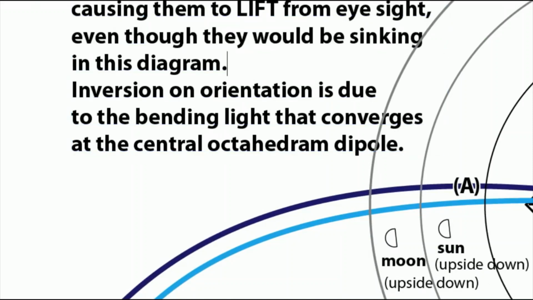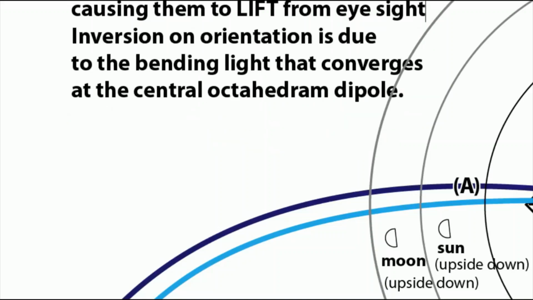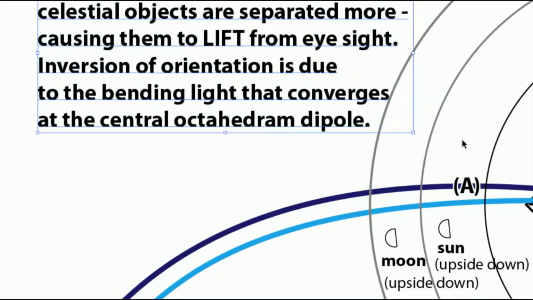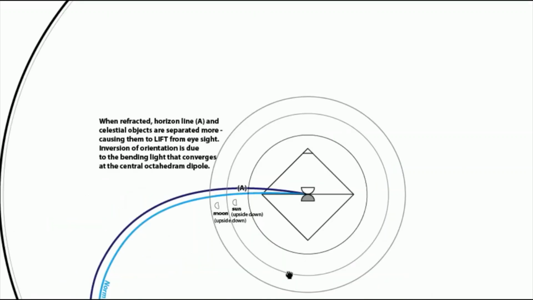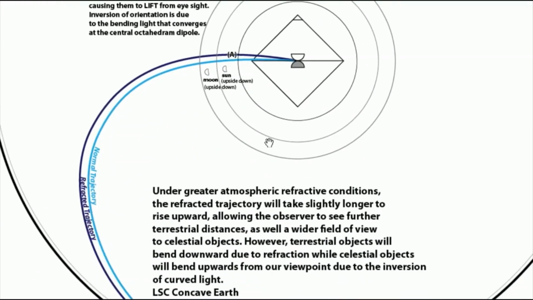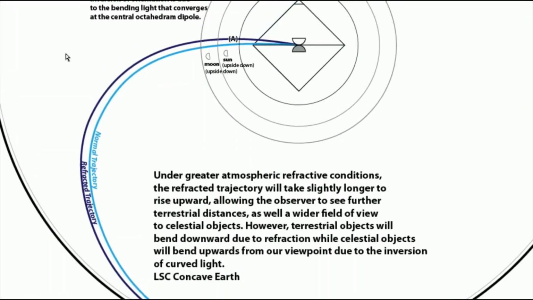Let me change that. There. Inversion of orientation. I could spell. Of orientation is due to the bending light that converges at the central octahedral dipole. Okay. So yeah, we have a central octahedral dipole that's converging, that's sucking in all the bending light like that. Okay. I'll put this revised version in the link as well in the description. Okay, there you go.